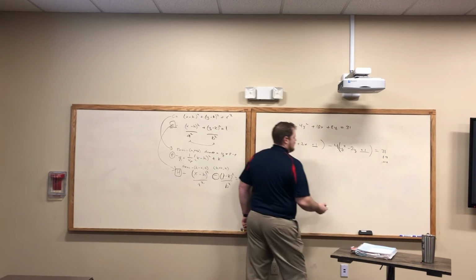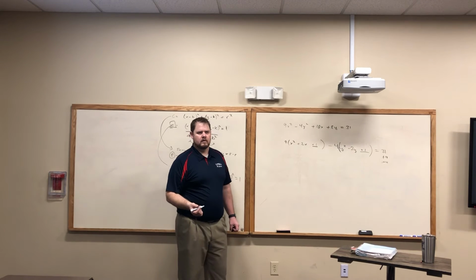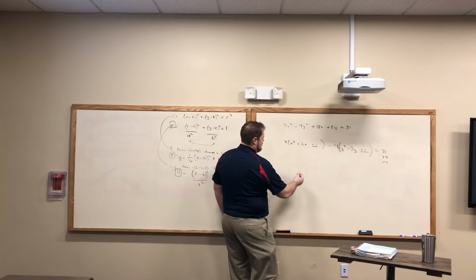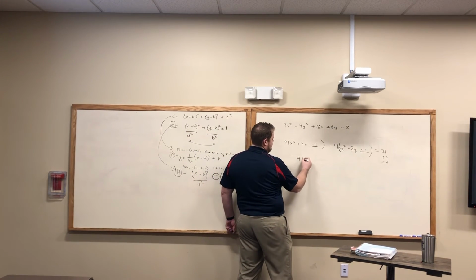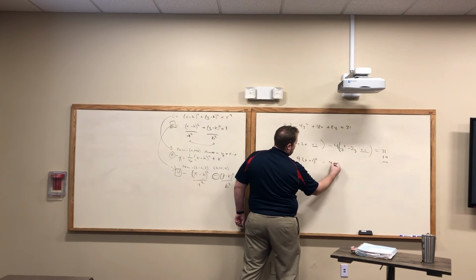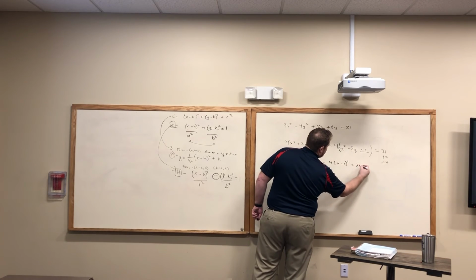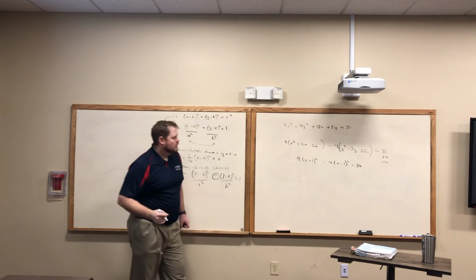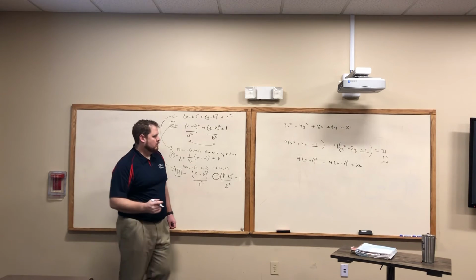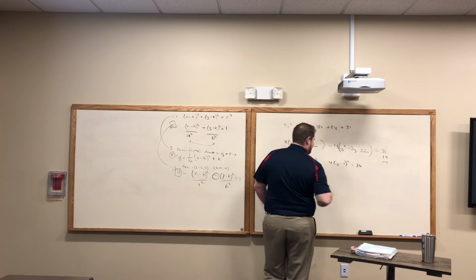Oh, why did I say 9? Let's finish. So it's 9 times x plus 1 squared minus 4 times y minus 1 squared equals 36.